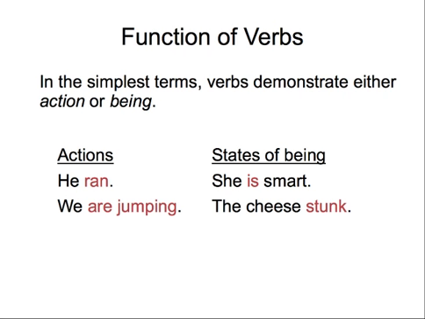In the simplest terms, verbs will demonstrate either an action or a state of being. So we've got actions there on the left-hand side. He ran. We are jumping. These are actions. They're movements. We can also describe through verbs states of being. Most commonly, this is done in English through a combination of some form of the to be verb, which is, am, are, was, were, and an adjective. She is smart. He is great. The dog is smelly.